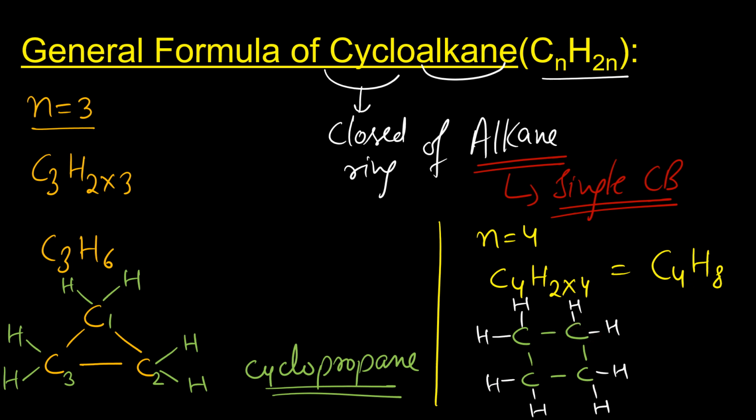So how do we write the name of this? It has in total how many carbons? It is 4. Very first, it is a closed ring, so it should be written with cyclo. Now for 4 carbons we write but, and for single covalent bond we write ane. So it's going to be cyclobutane.